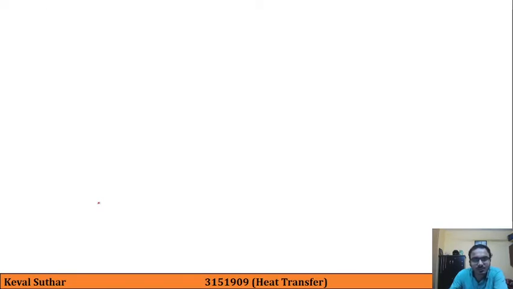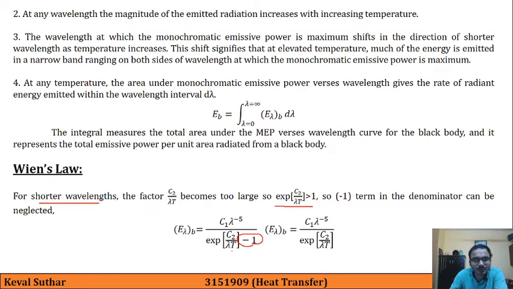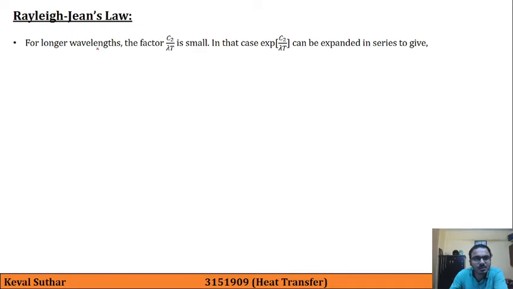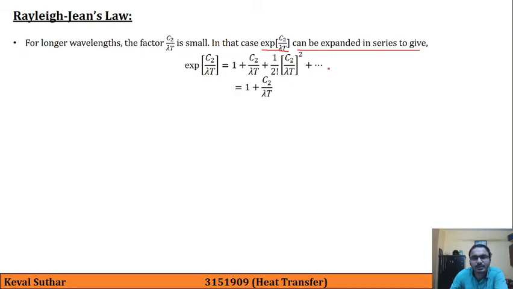That is the Wien's law. That is the modification in Planck's equation for shorter wavelengths. The next is Rayleigh-Jeans law. Here now we are taking the exactly opposite thing, that is for the longer wavelengths, where the factor C2 upon lambda T is small. So in that case, this exponential of C2 upon lambda T can be expanded in a series to give this, that is exp of C2 upon lambda T is 1 plus C2 upon lambda T plus 1 by 2 factorial C2 upon lambda T squared, in that way.